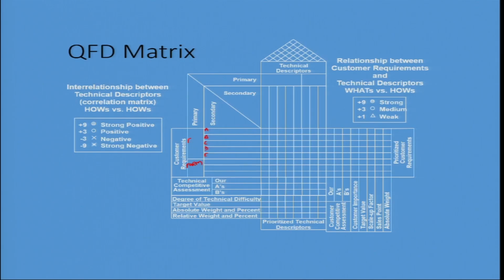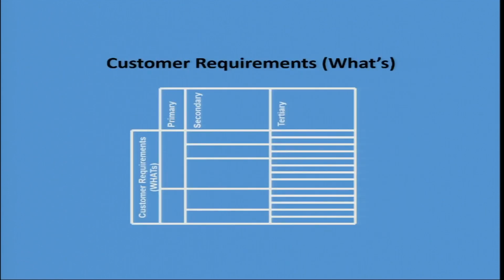This can be related to functions, and then obviously, we have to see what the various technical descriptors are. Then we can compare them here in this particular matrix, and we can see how we can do this prioritization of the customer's requirements. Let us see each sheet one by one.